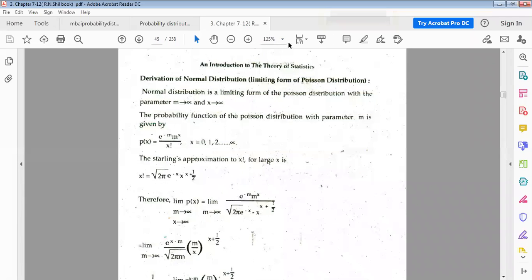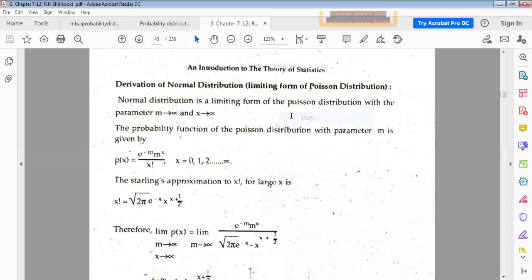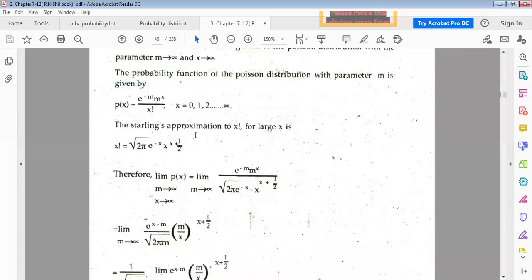Understand? Stirling approximation. x factorial equals what? Square root of 2 pi, e to the power minus x, x to the power x plus half. This is the formula for x factorial. Now, putting this in the equation, that means in the probability function, the x factorial with this Stirling approximation, we can write this. Therefore, for the limiting case of the probability function of the Poisson distribution, the limit will be what?